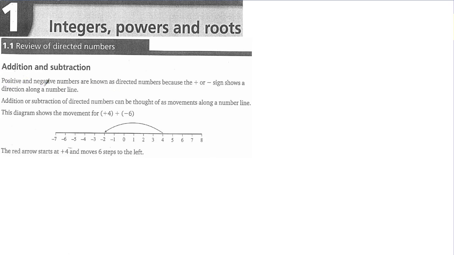Positive and negative numbers are known as directed numbers because the plus or minus sign shows a direction along a number line. With respect to 0, this is the plus side, and this is the minus side, we can say. When you say plus 4, it is going to be to this side, and this place is plus 4. When you say minus 6, it's going to be here, and this is the place of minus 6.